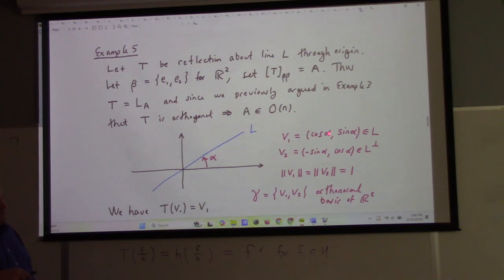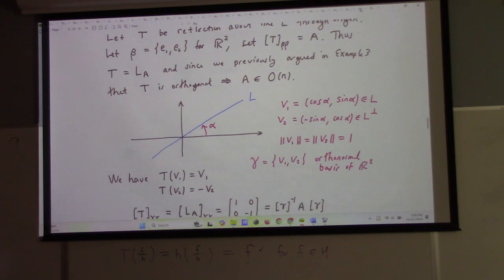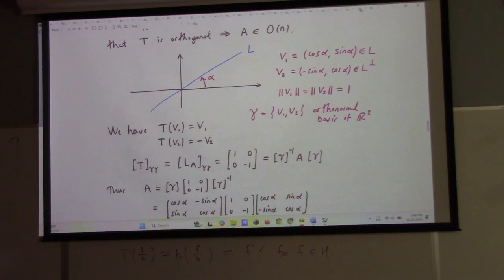Okay? And they're both length 1 because they're clearly length 1. So gamma, v1, v2 is an orthonormal basis of R2. And we have, by definition of reflection, T of v1 is v1, T of v2 is minus v2. Remember, this is the definition of reflection. It flips things in the perp, and it leaves things that are collinear alone. This is the reflection definition. That serves to define it, right?